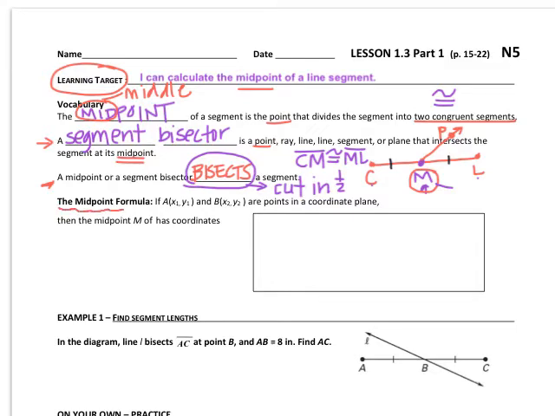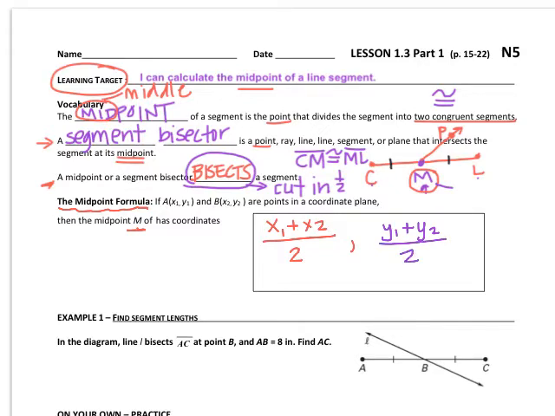The midpoint formula says that if point A and point B are points in a coordinate plane, then the midpoint M has coordinates, and we're going to write this formula in here, x1 plus x2, and then once you get the sum of those 2 x values, you're going to divide by 2. So that's just to find the x value, but we also need to find the y value. So we're going to take the first y value of one of the points, and then the y value of the second point, add them together, and divide by 2.